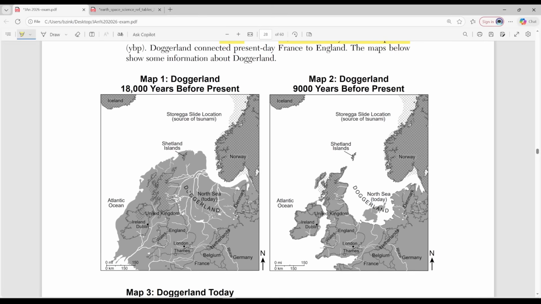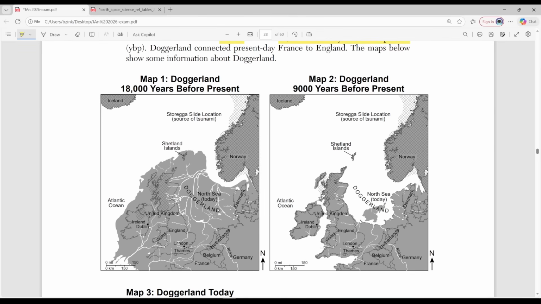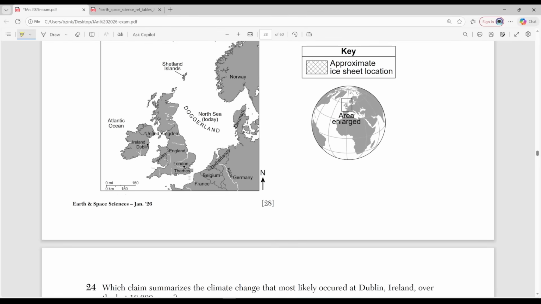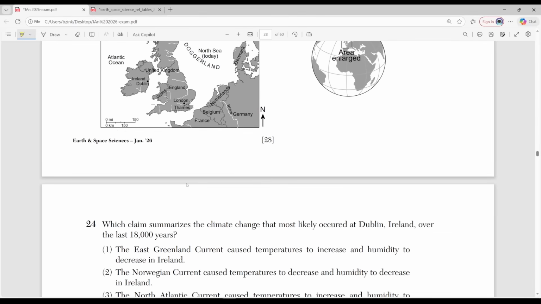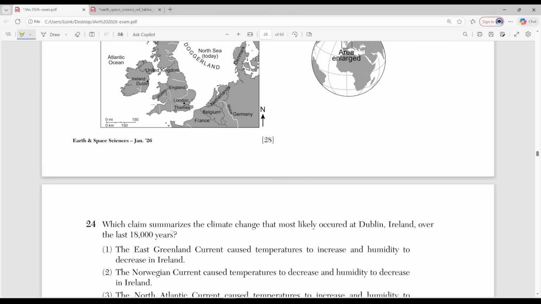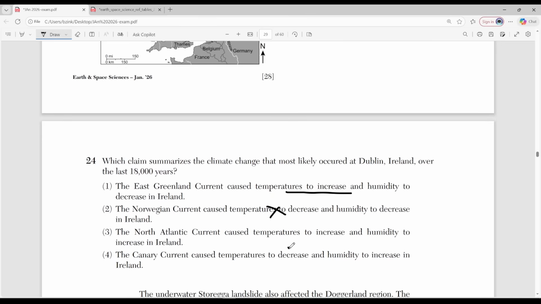Just looking at this map because I'm interested. Doggerland's here. It was just an ice sheet? So now obviously it can't get through. I mean, you can't cross. Which summarizes the climate change that most likely occurred at Ireland over the last 18,000 years? Well, obviously temperatures went up. So we need to melt a glacier. So, oh, now we're on currents. So let's just say we definitely want temperatures to increase. We don't want temperatures to decrease.